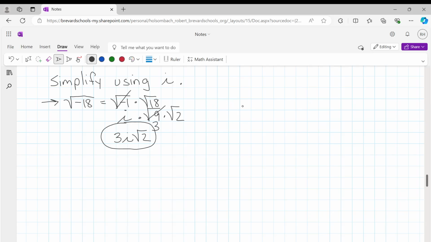On a much simpler scale, if you had to write the square root of negative 7 using i, that's equal to the square root of negative 1 times the square root of 7. The square root of negative 1 is i. The square root of 7 is already in simplest form, so we simplify this as i radical 7.